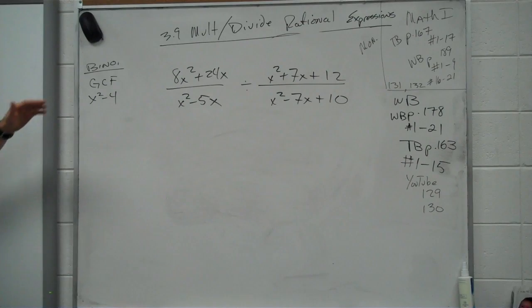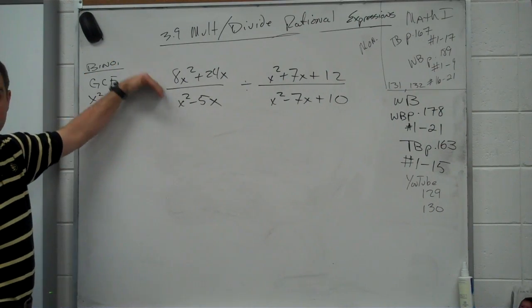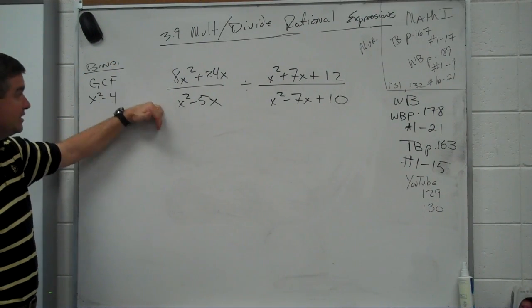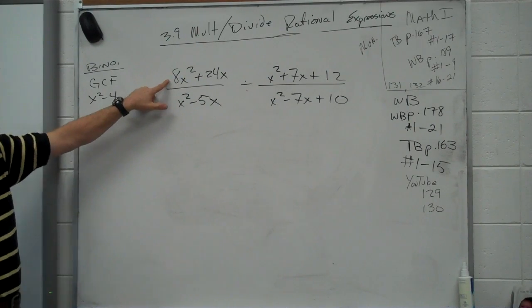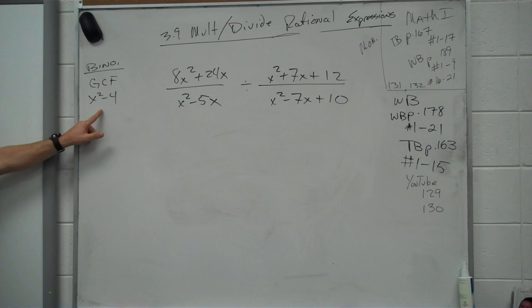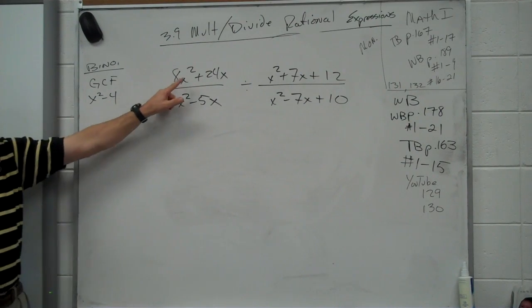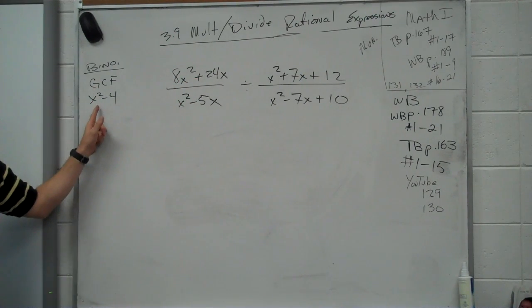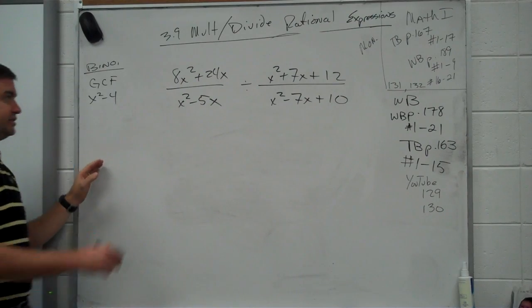Let's go ahead and factor this first fraction. Keep it means that we keep this one the same, but let's go ahead and factor. If I have 2 terms, what am I thinking? Either GCF or the difference of perfect squares. Is 8x squared plus 24x going to be GCF or difference of perfect squares? GCF.